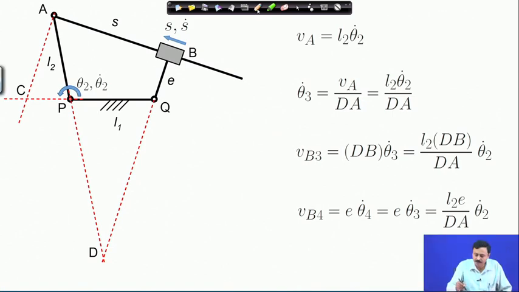The first velocity relation says that V_A is L2 times theta 2 dot. So, what is theta 2 dot? Theta 2 dot is the angular speed of link 2, times L2 is the velocity of point A. This we know. So, this is V_A.